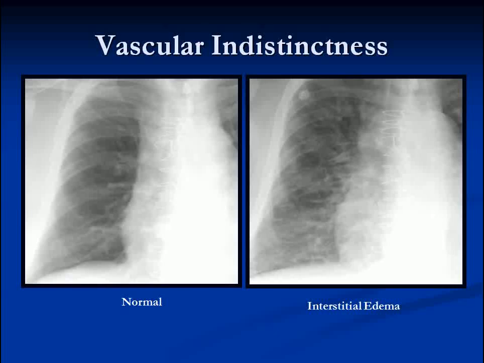So this is the same patient, normal on the left and with interstitial edema on the right. The vessels look larger and they're ill-defined. You can't pick one vessel out over the other. This is called perihilar edema.